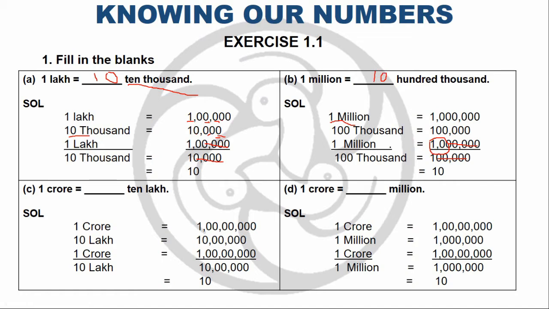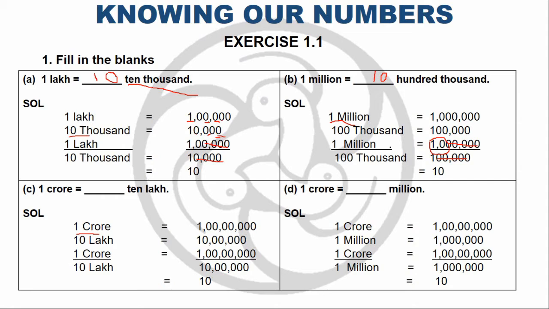Okay, what is subdivision C? 1 crore equal to dash 10 lakh. How can you represent 1 crore? Sorry, 1 crore is an Indian system. How can you separate in the Indian system? After 3 digits we put a comma to separate the thousand. After the thousand we put a comma to separate the lakh. After the lakh we put a comma to separate the crore.